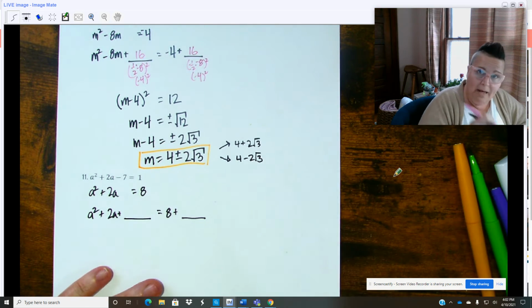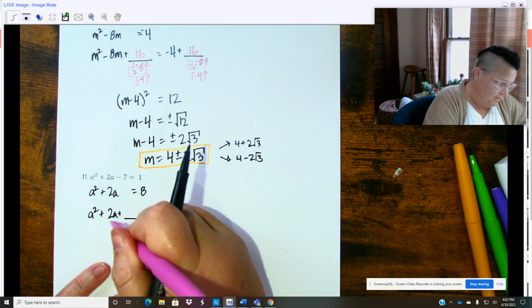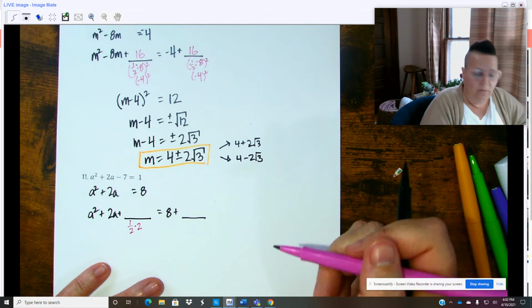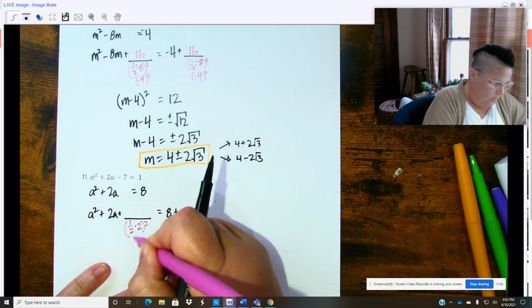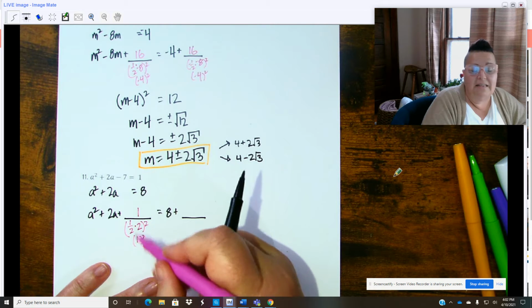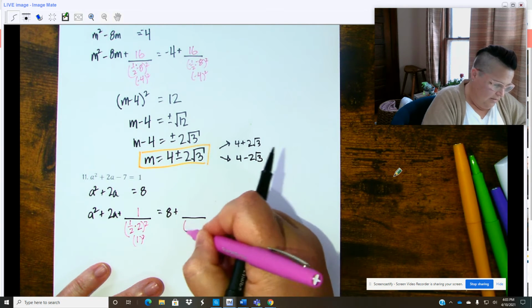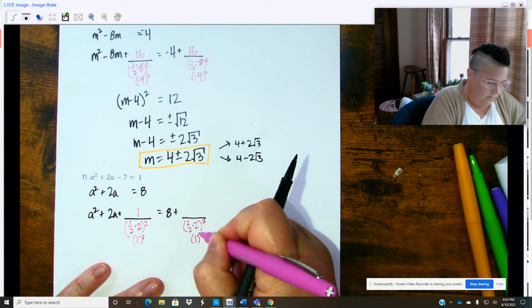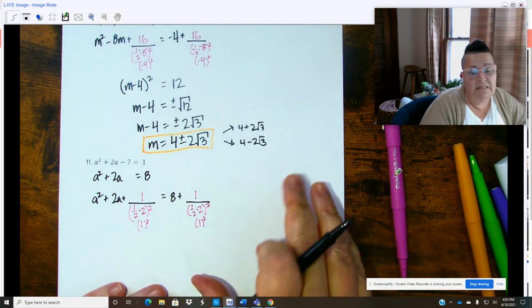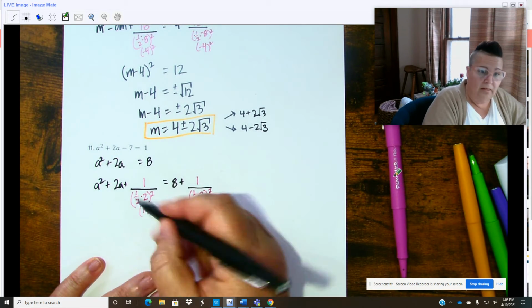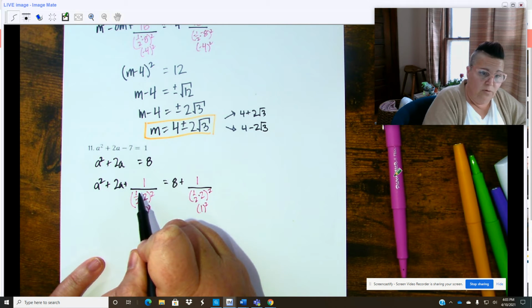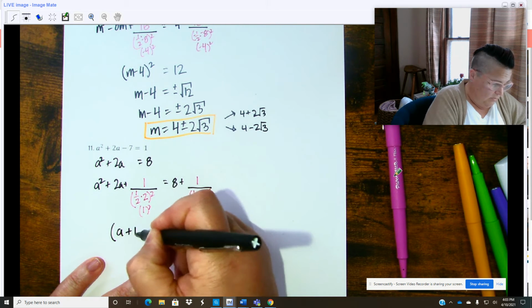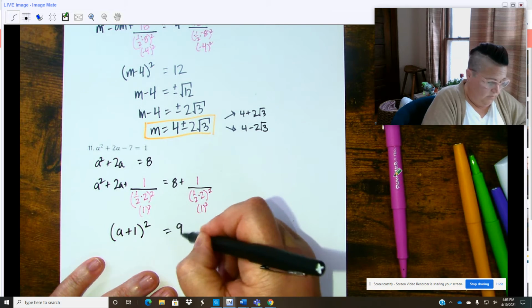What am I adding? Well, to make it a perfect square trinomial, I need to take half of the middle coefficient, half of the linear coefficient, and square it. That's going to be 1 squared, which is 1. I need to add this same thing to the other side. So half of the middle coefficient 2 is 1, squared, which is 1. So on the left side, this is a perfect square trinomial. The a squared plus 2a plus 1 is (a + 1) squared, equal to 9.